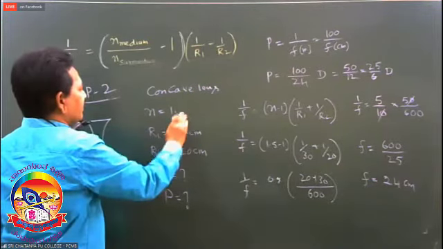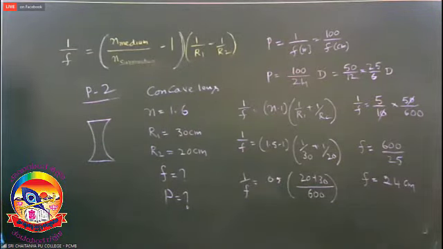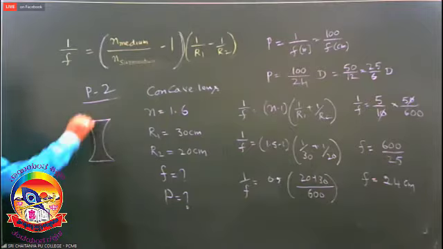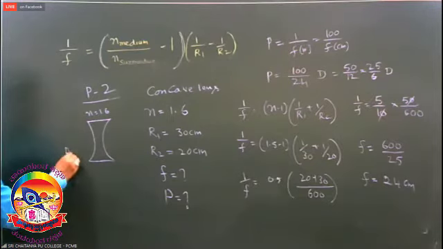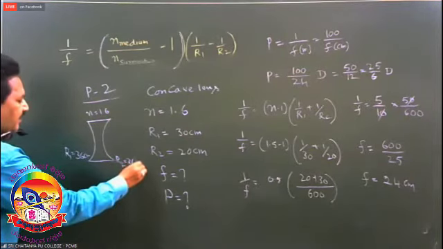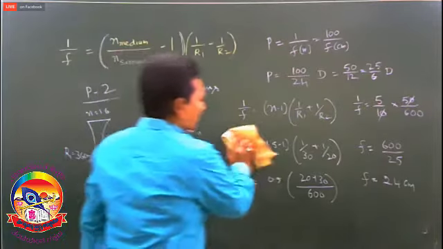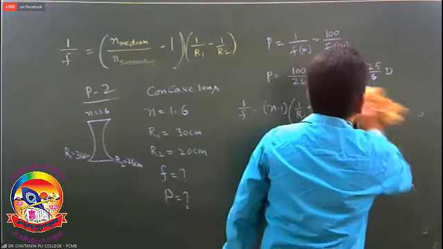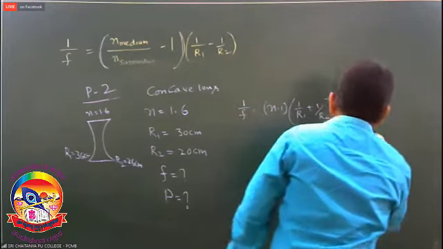Refractive index 1.6, n value. Radius of curvature of the first surface 36 centimeters. Radius of curvature of the second surface 36 centimeters. It is a concave lens. You are asked to calculate the focal length and also power.